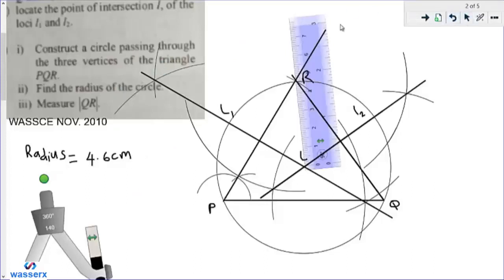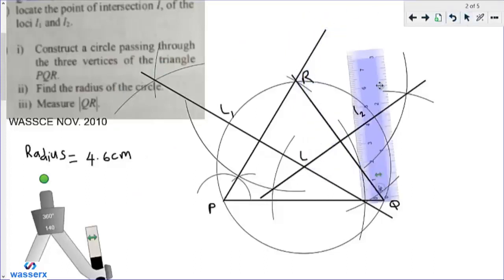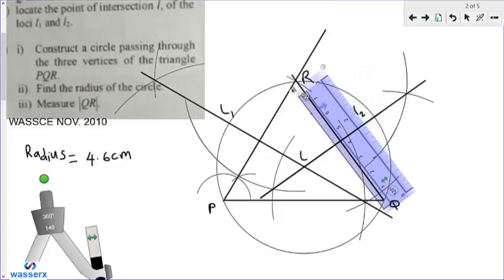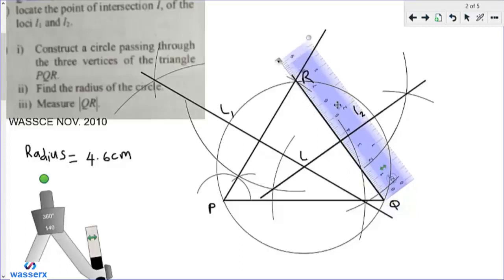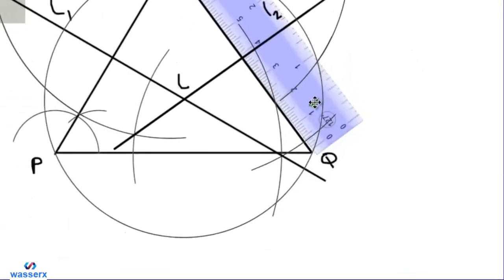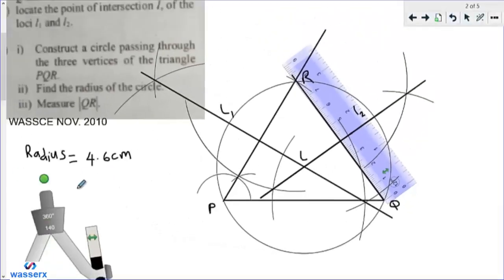And we are also asked to measure QR. So we adjust our rule and measure QR. So you can see that the distance QR is 8.3 centimeters.